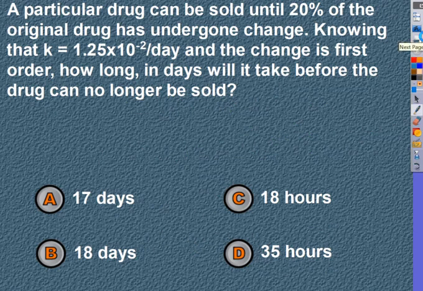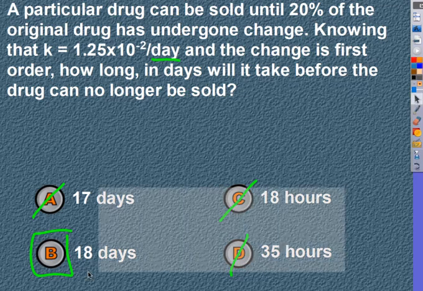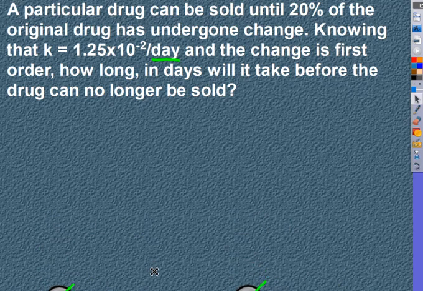Go ahead and pause the video and try this one on your own. Restart when you have your answer. This one was 18. And since we were talking about days, it had to be 18 days, not 18 hours. If you got that one, then you can go ahead and fast forward. If not, continue watching to see where you messed up.